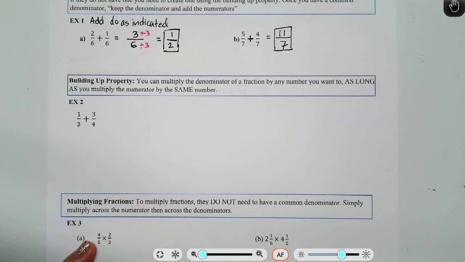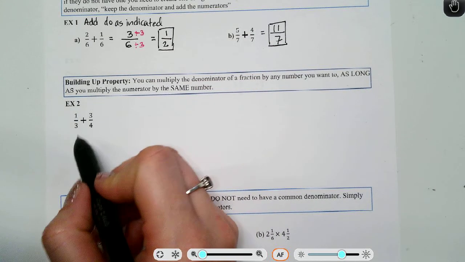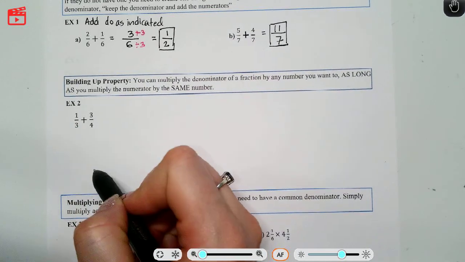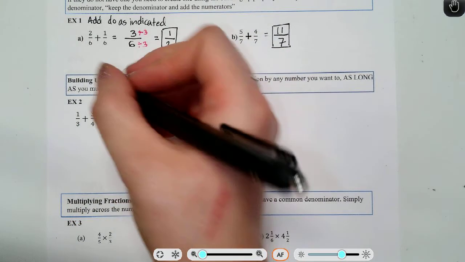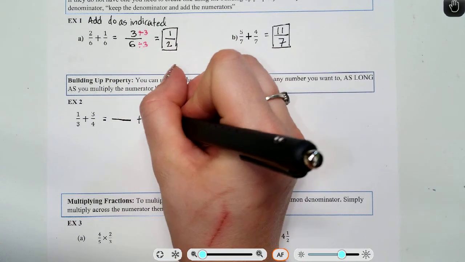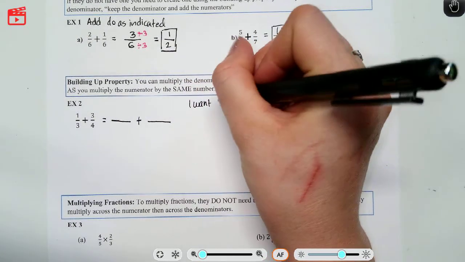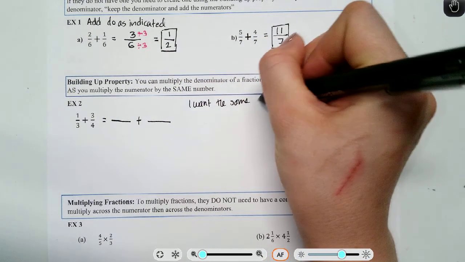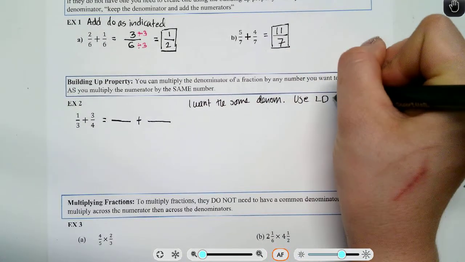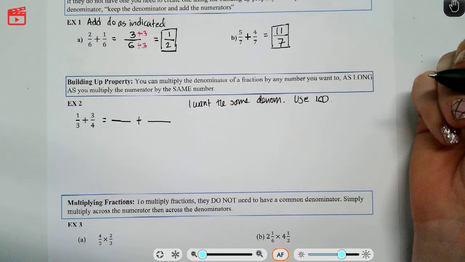Well, that's great, but how does that help us? Well, take a look at this fraction right here, example 2. We want to add 1/3 plus 3/4, but we can't add them because the denominators are not the same. So my goal is I want to make them have the same denominator. All right, I want the same denominator. To do that, we're going to use the LCD, lowest common denominator.